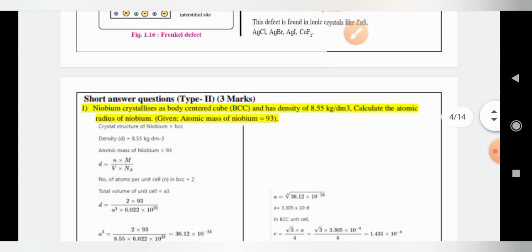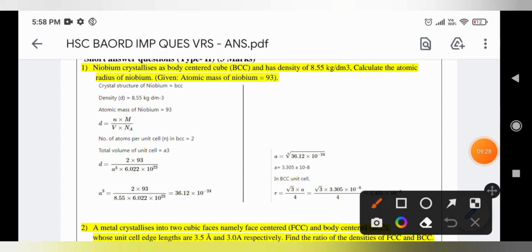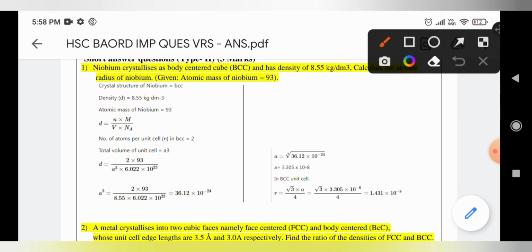Next to this one, niobium crystallizes in body centered cubic. So it has a density 8.55 kilogram per centimeter cube. So what will happen? Calculate the atomic radius of niobium. What we have to calculate? Atomic radius. And what is the formula? R is equal to √3 a upon 4.